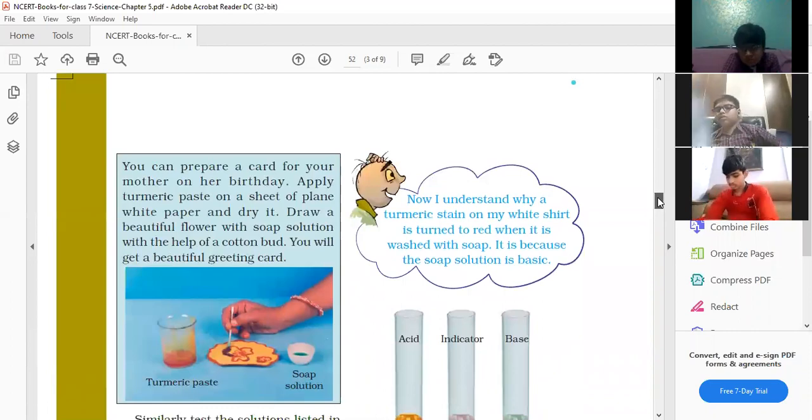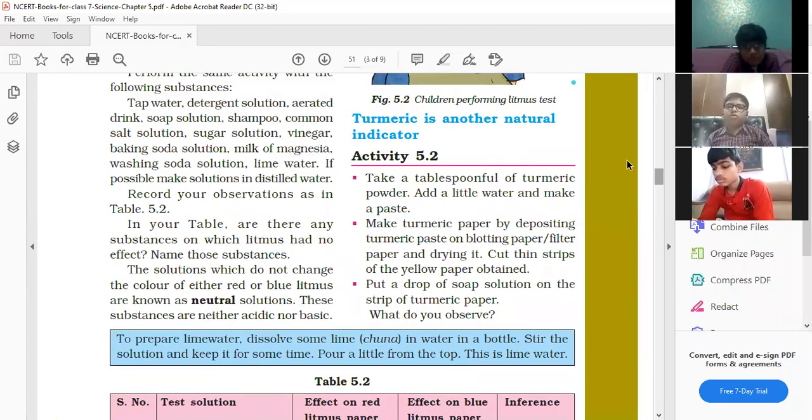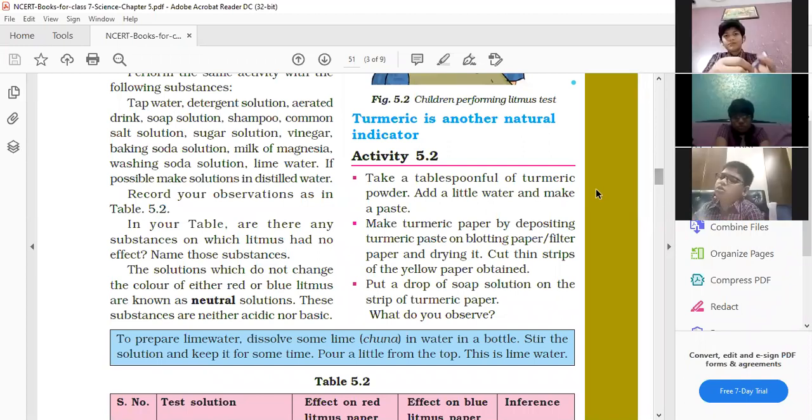So children, this is a solution. We have tested turmeric as a natural indicator. Which color does turmeric give with the acid, and with the base? Here is an activity. I had told you, you can do this activity at your home.